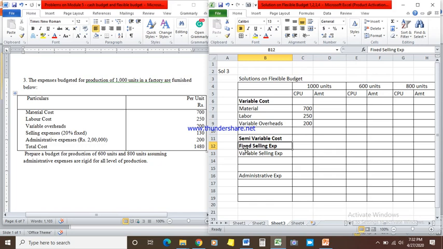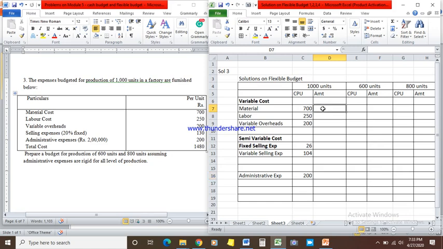So under the semi-variable overhead I write fixed selling expense and variable selling expense. Under the fixed selling expense, 20% is fixed. So it is 20% of 130, that comes to 26 rupees. The remaining 80% is variable. 80% of 130 comes to 104. The administrative expense per unit is given, it is 200, and the total amount is also given as 2 lakhs.